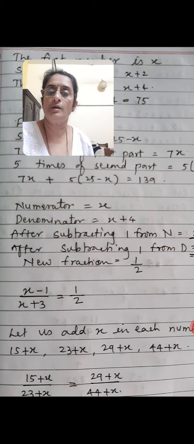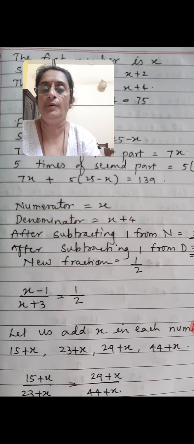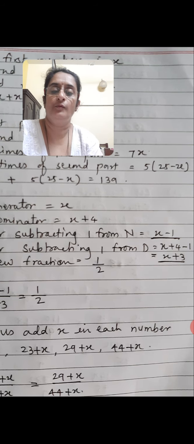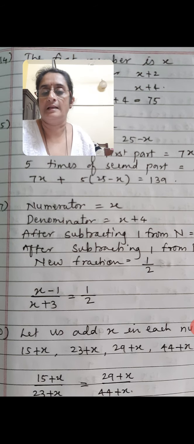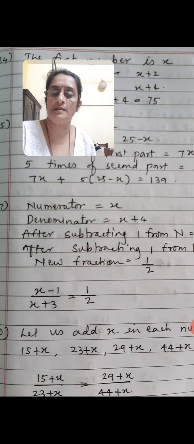Now what is told? You have to subtract 1 from the numerator and 1 from the denominator. So if you subtract 1 from both, the numerator becomes x minus 1 and the denominator becomes x plus 3. The fraction is x minus 1 upon x plus 3. What is the new fraction after this? 1 upon 2. Now the equation is x minus 1 by x plus 3 that gives you 1 upon 2.